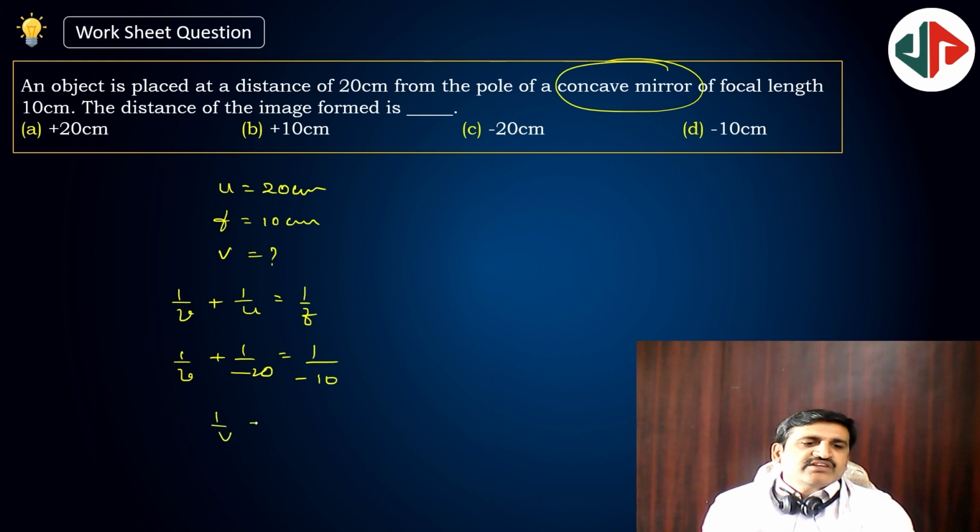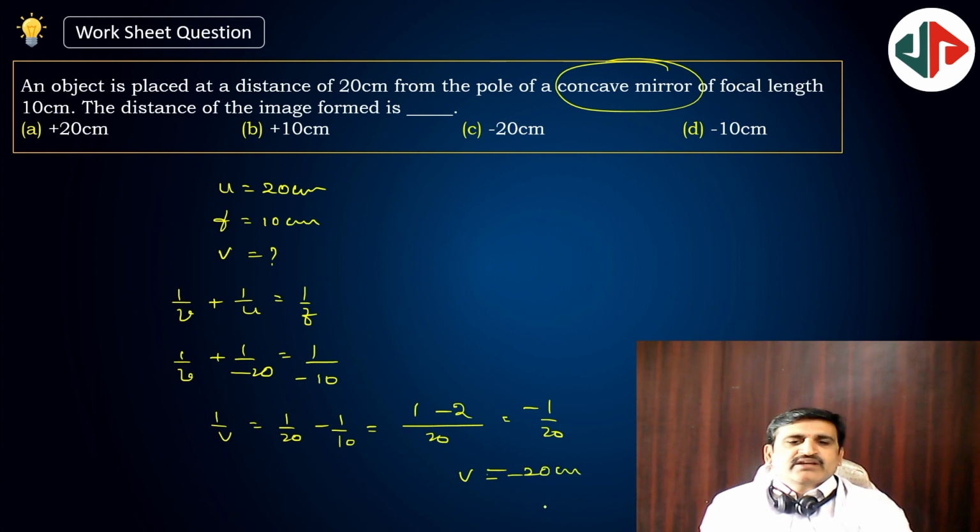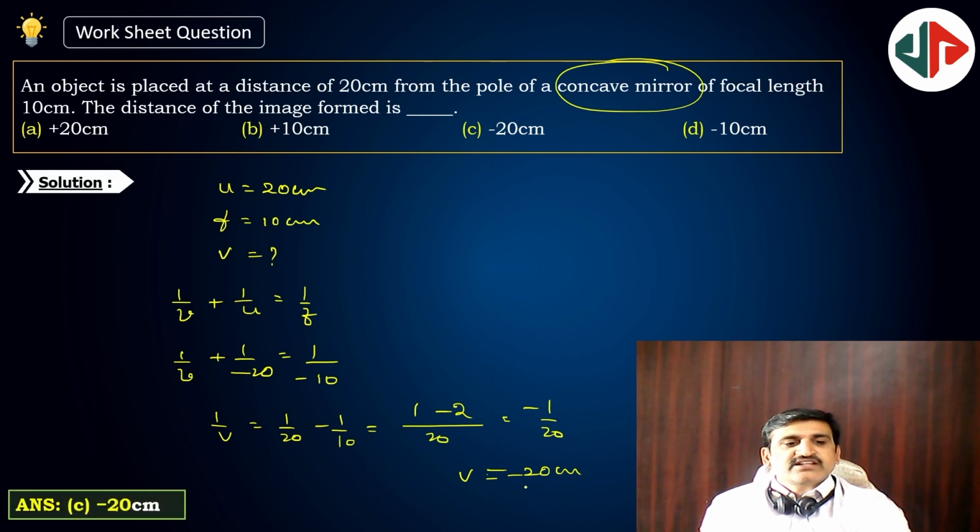So 1 by V is equal to 1 by 20 minus 1 by 10. That is equal to 1 minus 2 over 20, so minus 1 by 20. So V is equal to 20 centimeters on the left side only, that is, minus 20 centimeters. Plus 20 is there, minus 20 is there. Be careful. Take care.